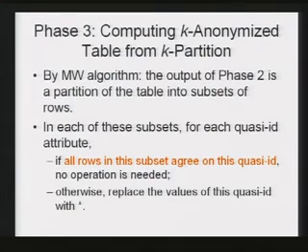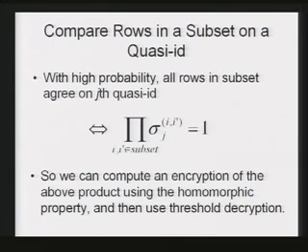So now the question is, how can we do this in a privacy-preserving way? Because we won't have the outputs of phase 2 in clear text. The miner only has encryptions of the k-partition. So to do this, we again have an observation.